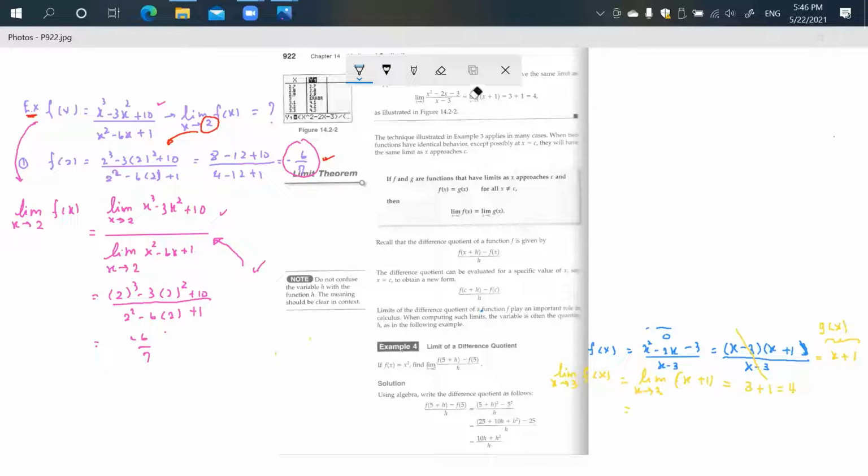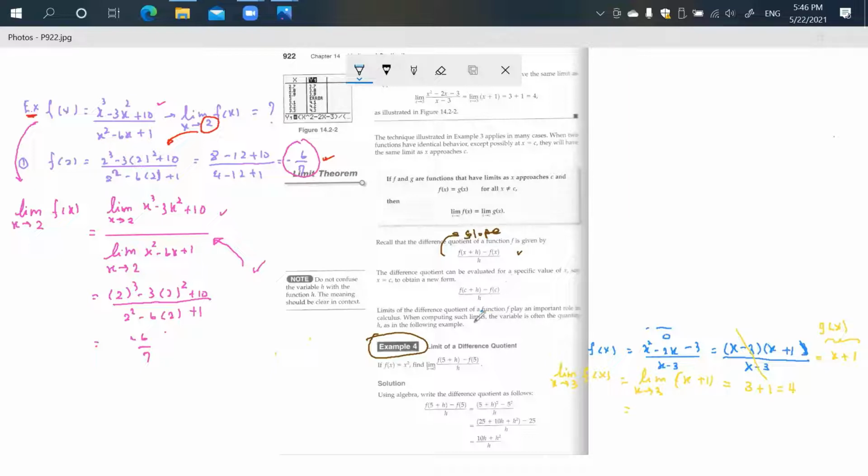Now see the example number. Example 4. Maybe I use this color. Example 4 here. Limit of difference quotient. Actually, this one, we come back to this one. Do you still remember this pattern? This is the difference quotient of a function. Actually, this one is what? It's the slope of the tangent line.